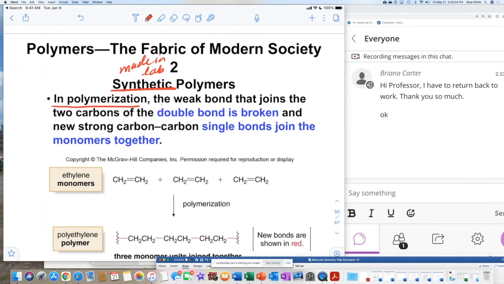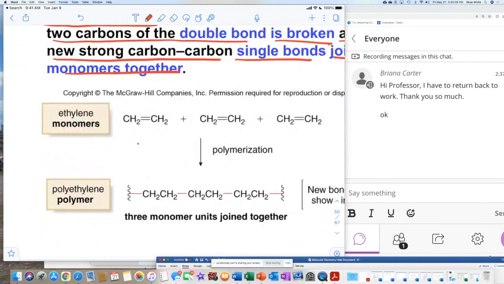In polymerization, the weak bond that joins the two carbons of the double bond is broken. One of the bonds gets broken, and then a new strong carbon-carbon single bond joins the monomers together. So what they're saying here is the double bonds are not as strong as the single bond. Together they're strong, but individually the first bond is stronger and the second bond is weaker. So all they're saying is the second bond gets broken. So this is an addition reaction like we just saw.